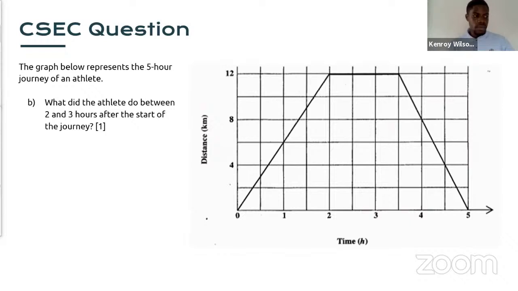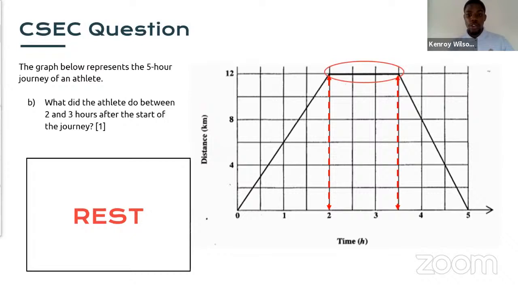In the chat, Michaela said that he rested. Geneva is also saying that he rested. He indeed rested. So that section that you're looking at is right up there. Between 2 and 3.5 hours, we realize that the athlete is indeed resting, as indicated by that horizontal line. So by now, students, you should know what a horizontal line means.